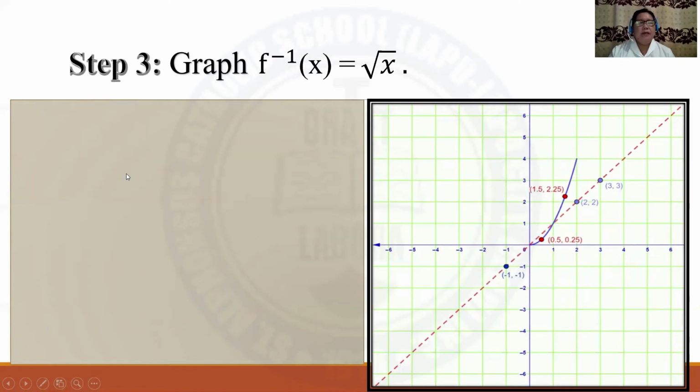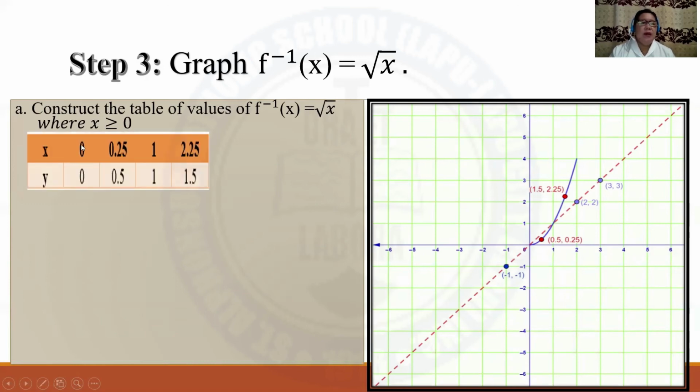Step 3, graph the inverse function. f to the negative 1 of x is equal to square root of x. So, construct the table of values of the inverse function. You still have to restrict the values of x. So, you have now 0 and 0. In step 2, this is 0.5 and y is 0.25. So, you switch the values. And also with this, it's just the same here because it's 1 and 1.